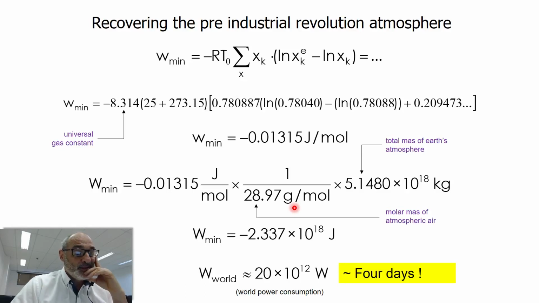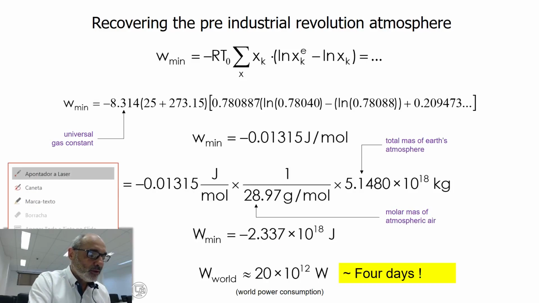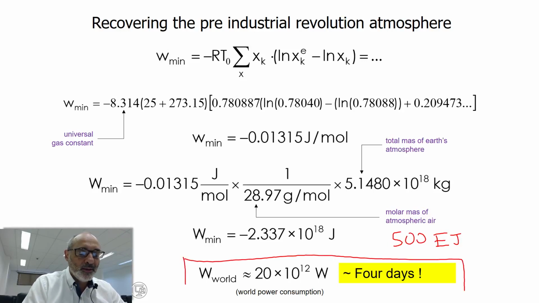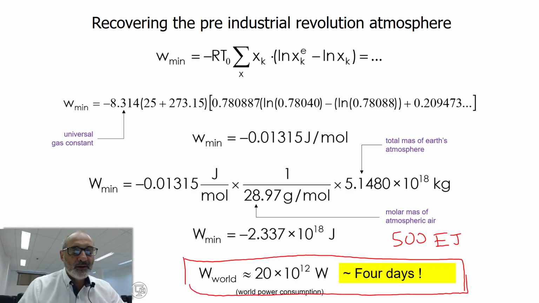Yeah, sometimes I do this. I hope I did all the calculations correctly, but this means that this amount of energy is 2.2 exajoules. You know, exa seems a very big number. It is actually, but the world annual energy consumption is around 550 exajoules. So it's not very much actually. If you calculate in terms of power consumption, it's equivalent to 4 days of power consumption.